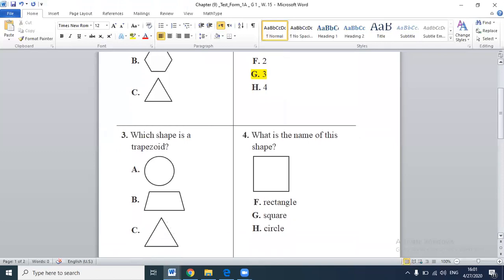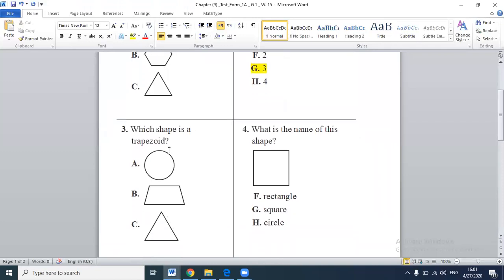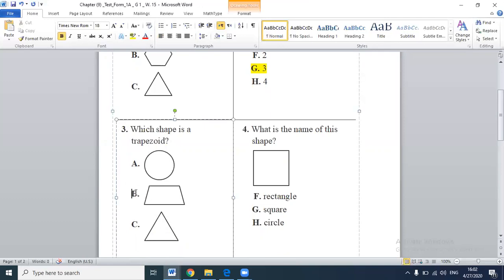Number three, which shape is a trapezoid? Which of these shapes is a trapezoid? A, B, or C? B. Yes, B. Excellent. How many sides for a trapezoid? Four. Excellent. So the answer is B. Letter B is a trapezoid. A trapezoid has four sides.